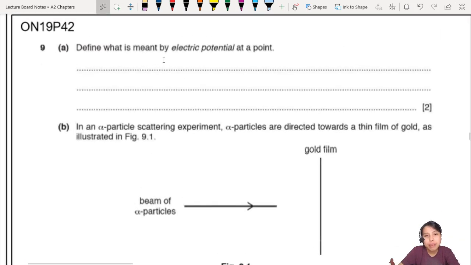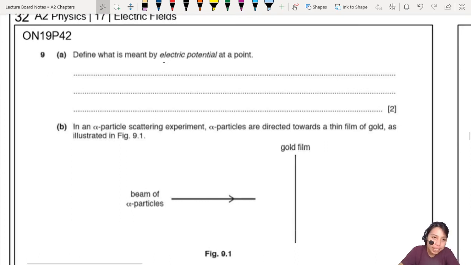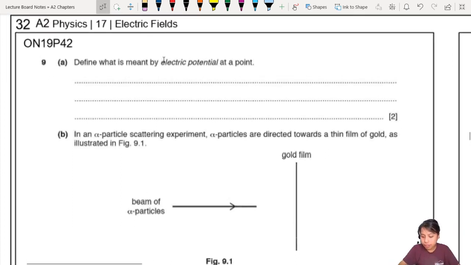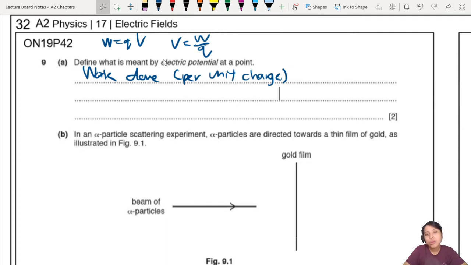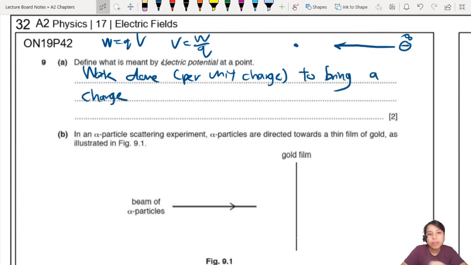So first, what is meant by electric potential at a point? At this point, you should probably know how to memorize this because it's a free mark to write a definition. If you ever forget, just remember your AS, W equals QV. So V equals work done over Q. That's already 1 mark there. So work done per unit charge to do what? Don't say move a particle between 2 points. No. That's potential difference. We just want to talk about potential in this A2 chapter. So you want to think of a particle you're moving from infinity all the way up to a certain point. So that's what you can say. To bring a charge from infinity.